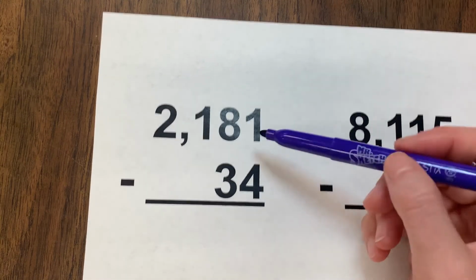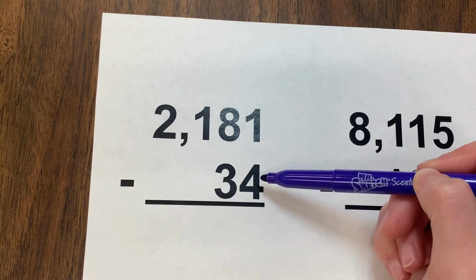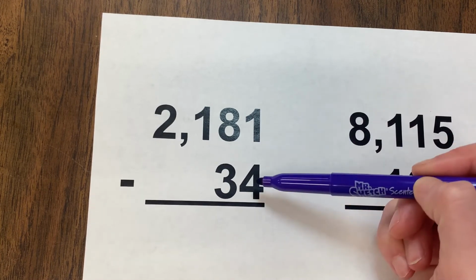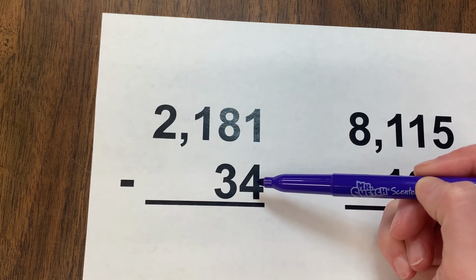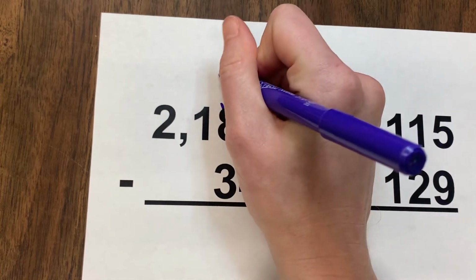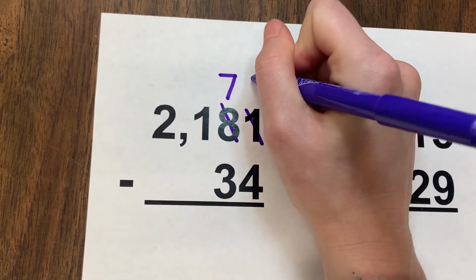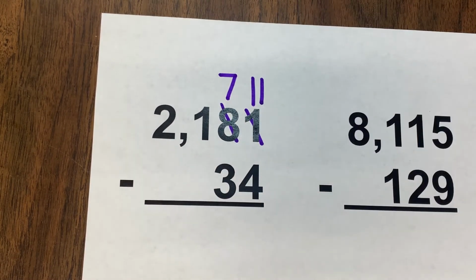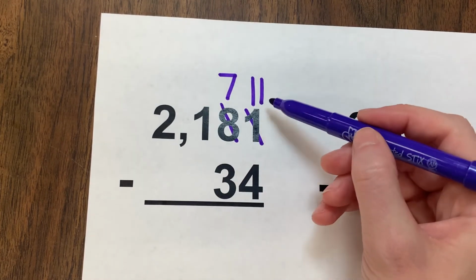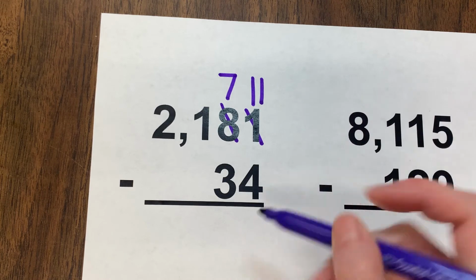So let's try this one. 1 minus 4, I can't do that. Again, if I only have 1 cookie, you cannot take 4 from me. I only have 1. So the 1 is going to borrow from the 8. It's going to make it a 7. Now this 1 becomes an 11. Okay, the 1 you took goes in front of this one, becomes an 11. 11 minus 4 is 7.